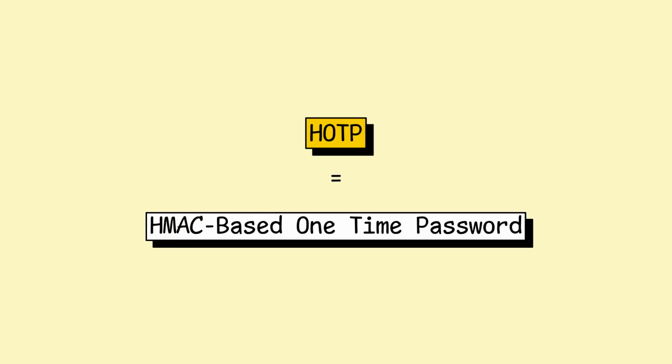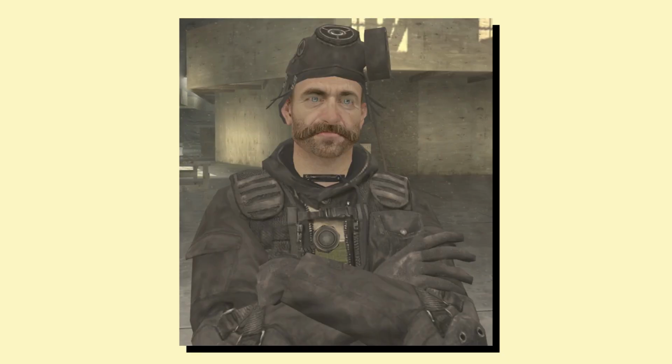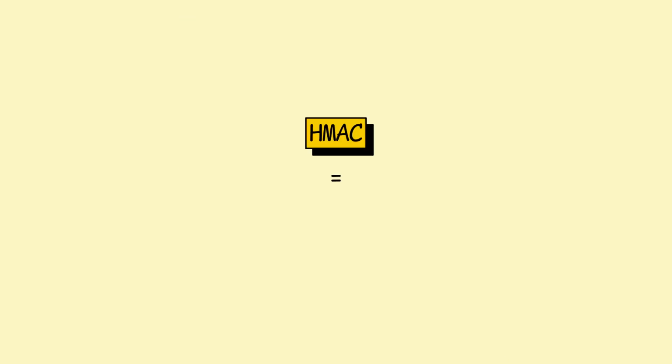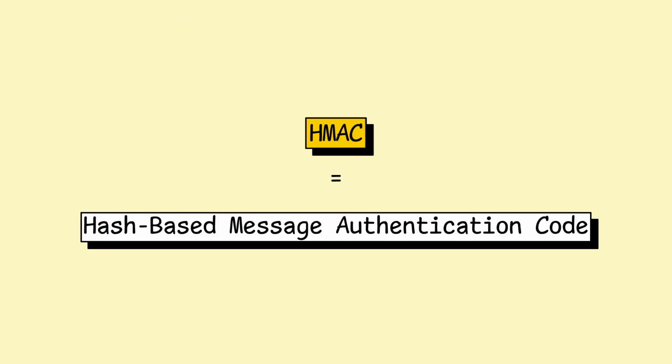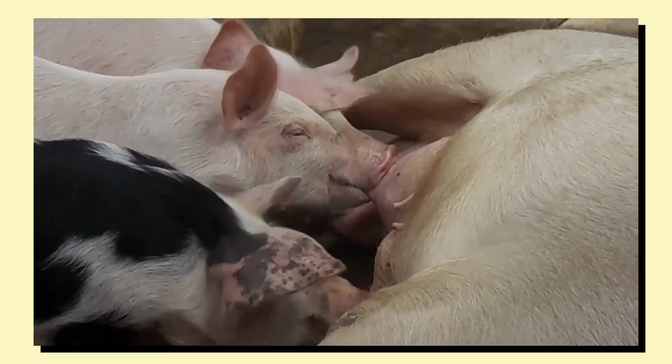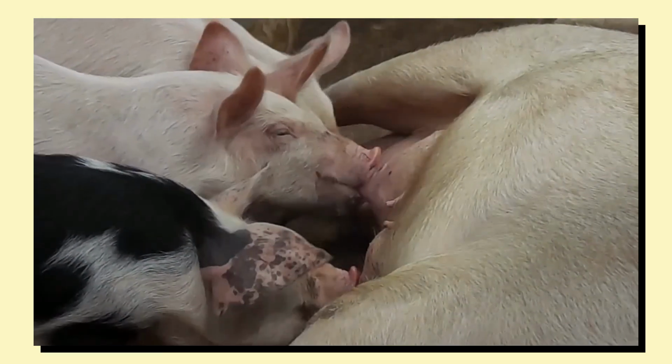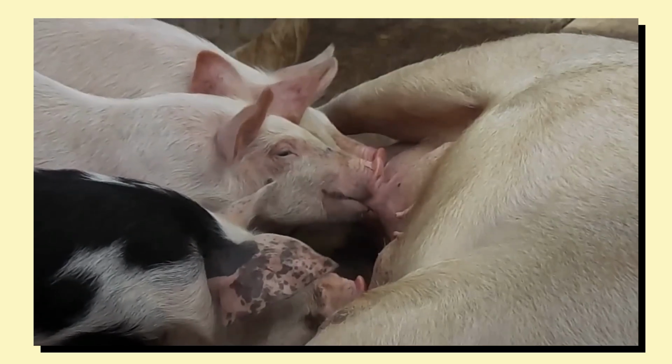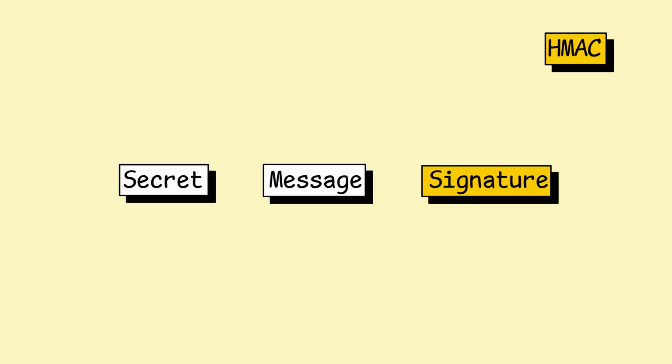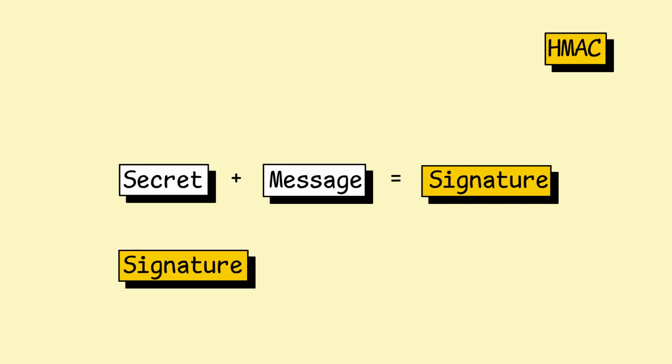Well, for starters, it stands for HMAC-based one-time password. And what the hell does HMAC stand for? Stay with me here. HMAC is a hash-based message authentication code. And don't worry, even if we haven't reached the bottom of this barrel, this is as deep as we'll go. For our purposes, HMAC is a mechanism which uses a secret to create a signature from a message. This signature is irreversible, which means that you can't derive the key from it.